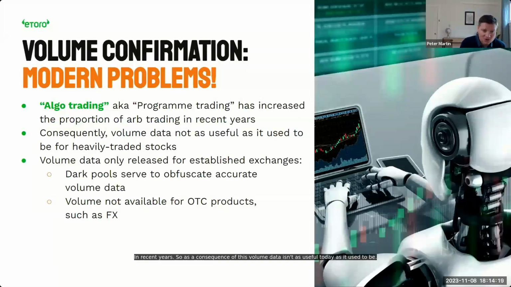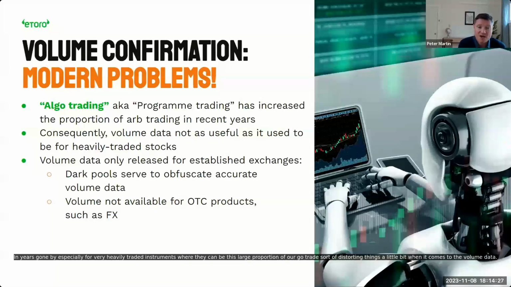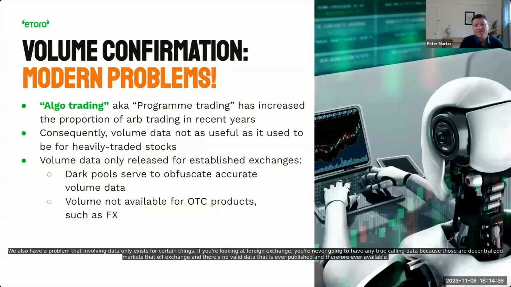So as a consequence of this, volume data isn't as useful today as it used to be in years gone by, especially for very heavily traded instruments where there can be this large proportion of algo trades, sort of distorting things a little bit when it comes to the volume data. We also have a problem that volume data only exists for certain things.